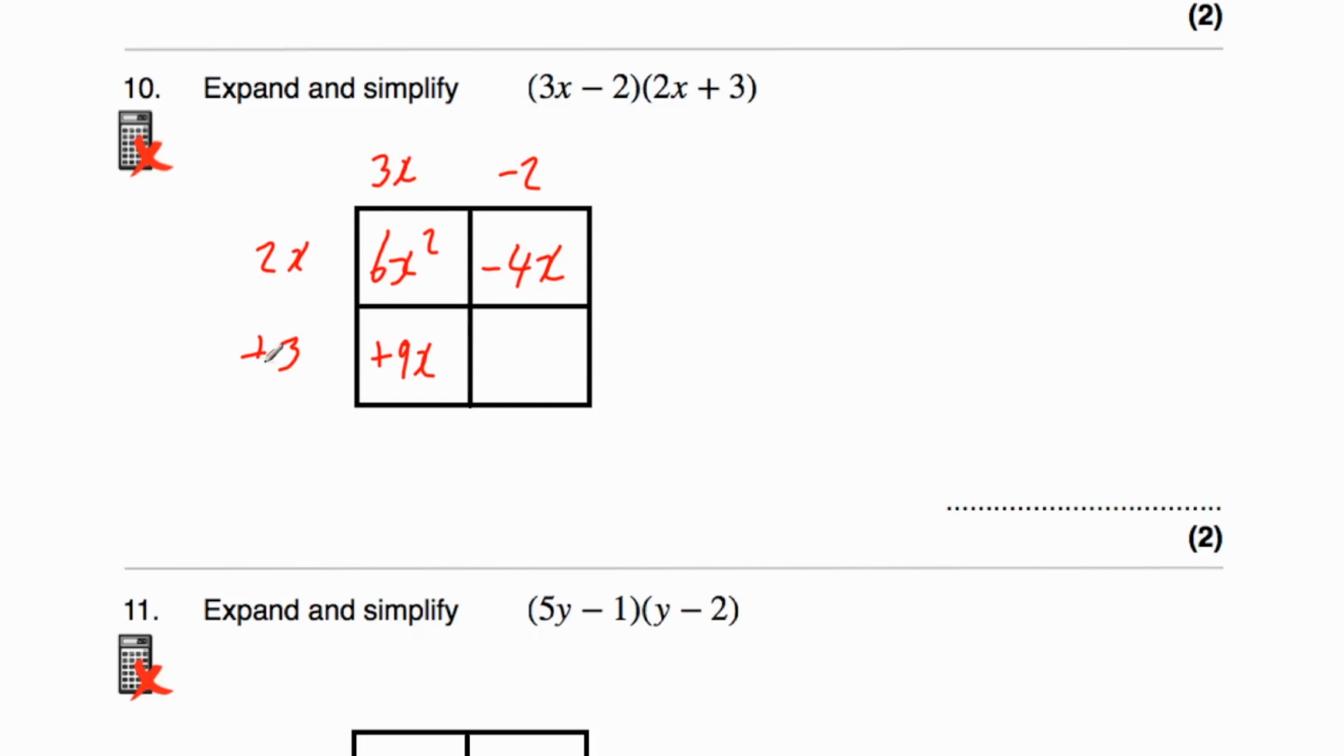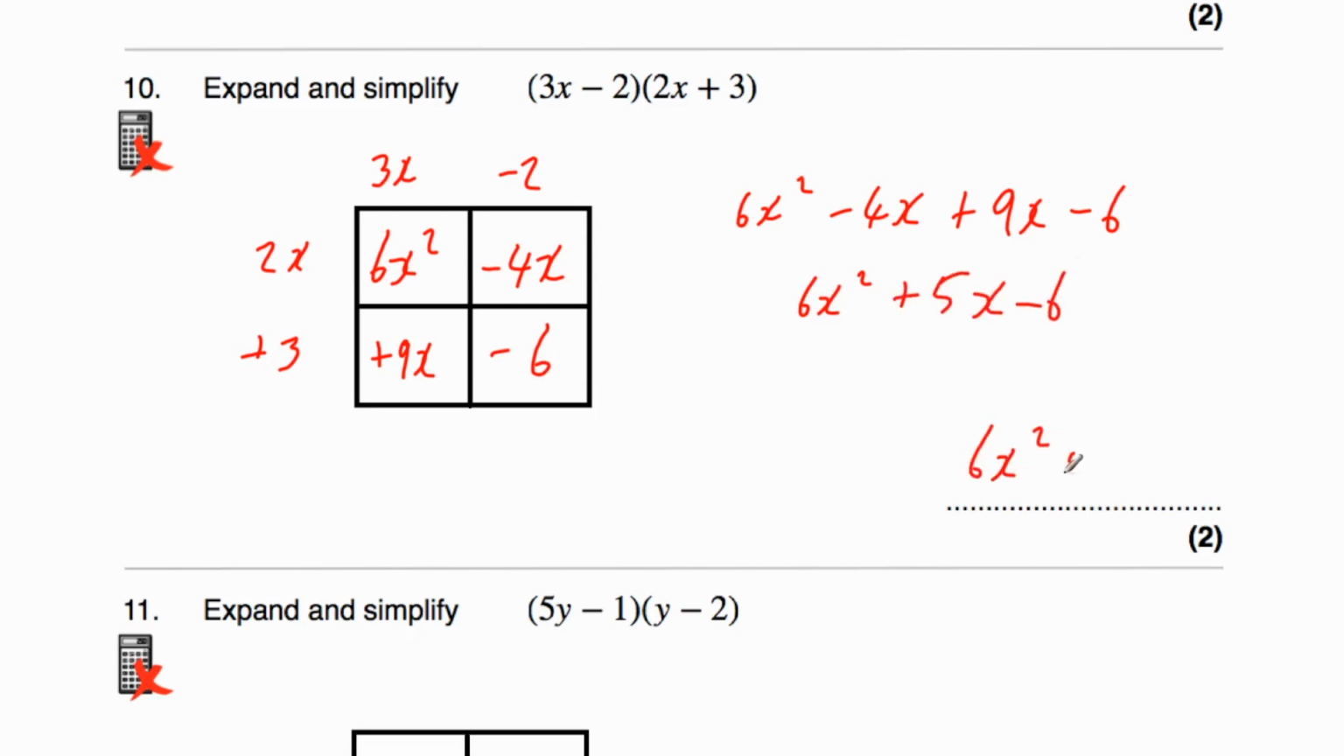And then we've got negative 2 times 3, well, a negative times a positive is a negative, and 2 times 3 is 6. So that would give us 6x squared minus 4x plus 9x minus 6. Minus 4x plus 9x, well, minus 4 plus 9 is equal to 5, so it's going to be 6x squared plus 5x minus 6. So 6x squared plus 5x minus 6.